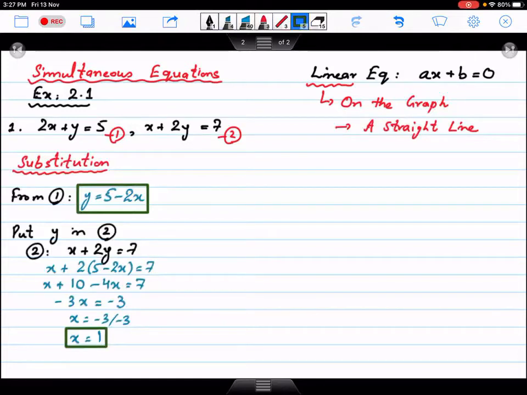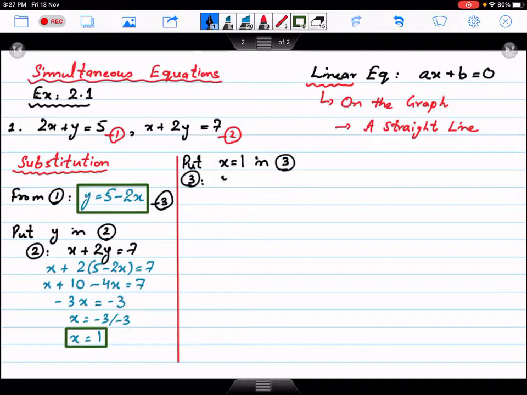Okay, now we move on to the next part of the question. We have only the value of x; we don't have the value of y till now. That was supposed to be equation 3. Put x equals 1 in equation 3. What was equation 3? It was y is equal to 5 minus 2x. So y is equal to 5 minus 2 into 1. So 5 minus 2 is basically 3.